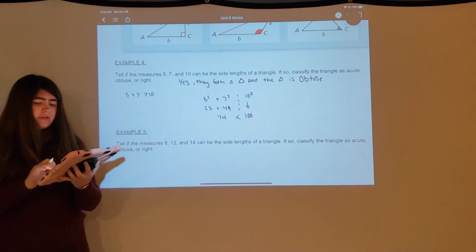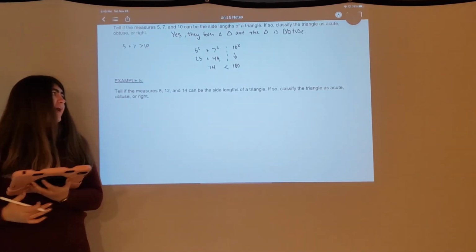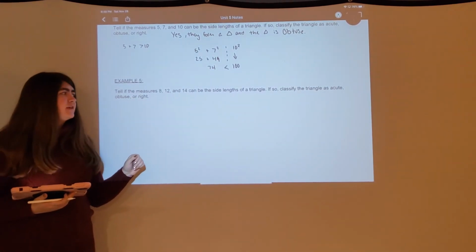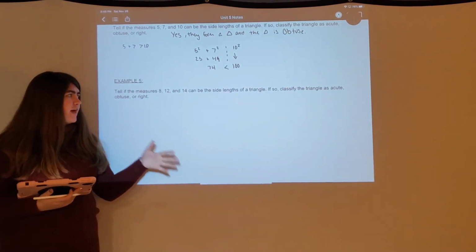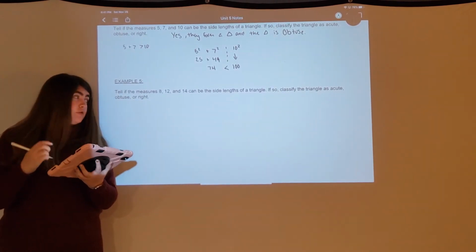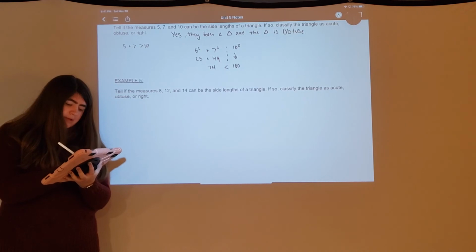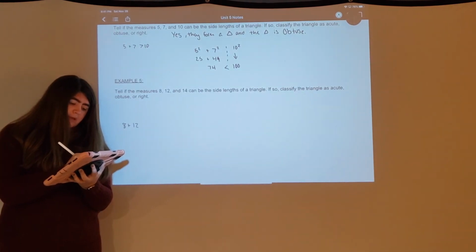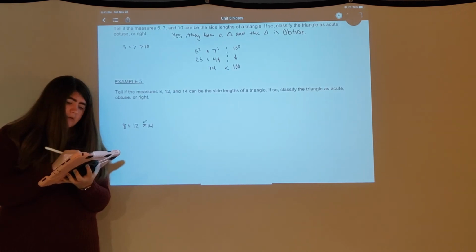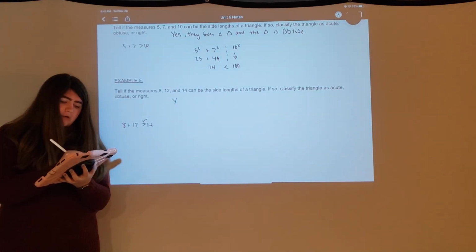Let's take a look at another example. Example 5 says, tell if the measures 8, 12, and 14 can be the side lengths of a triangle. If so, classify the triangle as acute, obtuse, or right. So I have my two small sides, 8 and 12. 8 plus 12, if that is greater than 14, which it is, that checks out. So yes, they form a triangle.